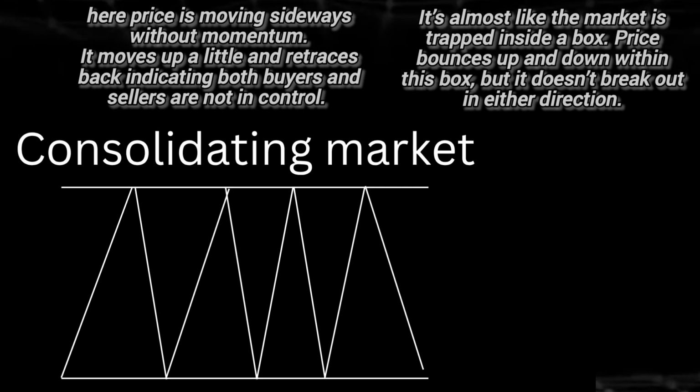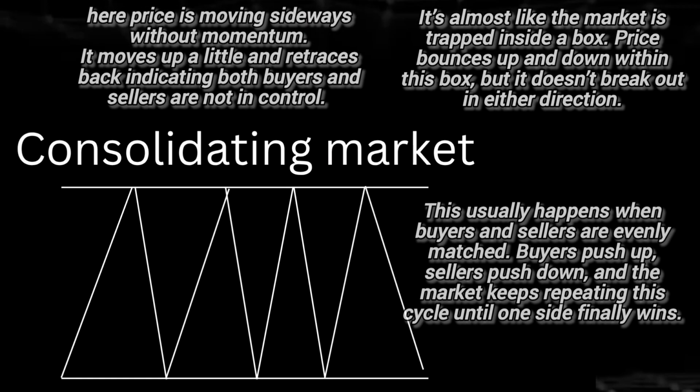It's almost like the market is trapped inside a box. Price bounces up and down within this box, but it doesn't break out in either direction. This usually happens when buyers and sellers are evenly matched. Buyers push up, sellers push down, and the market keeps repeating this cycle until one side finally wins.